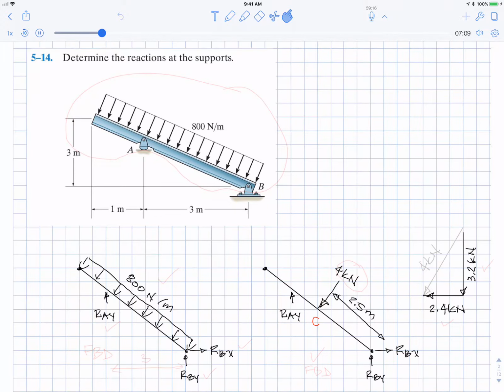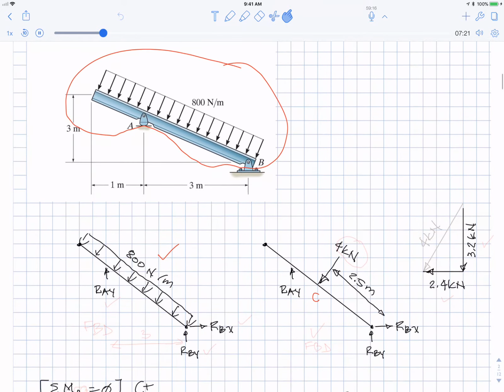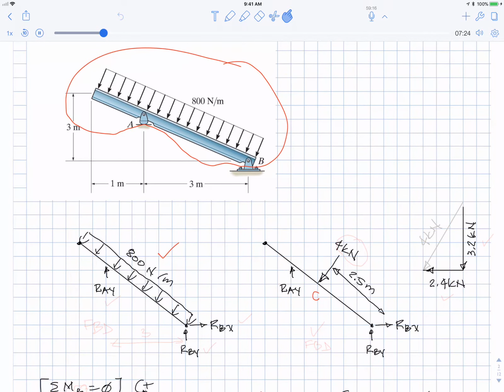Here's another problem I've done. Again, the free body diagram. I draw this loop, go through the reactions there. So we have this 800 Newton per meter distributed load. I want you to get into the habit of actually drawing the distributed load in a free body diagram at first, and then converting it to a resultant load.